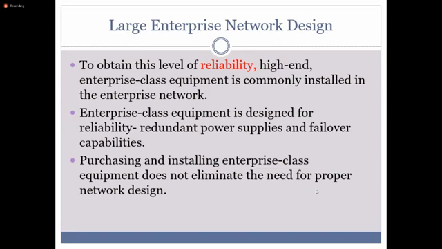Enterprise class equipment is designed for reliability. Reliability is the main feature of enterprise class equipment. So they have redundant power supplies and failover capabilities. What does it mean? That means if we have a router in a network, sometimes it's called the core router, what happens if it fails? If it fails, the total network will be down. So those devices have a redundant power supply.